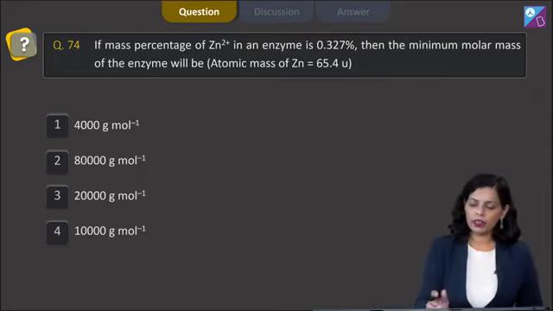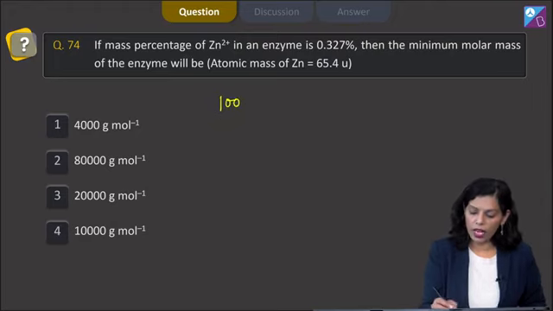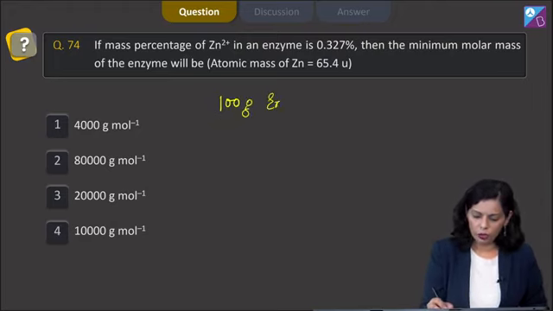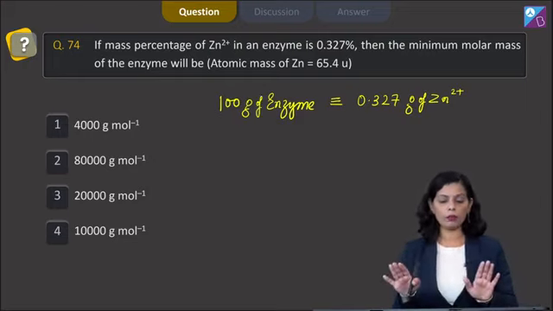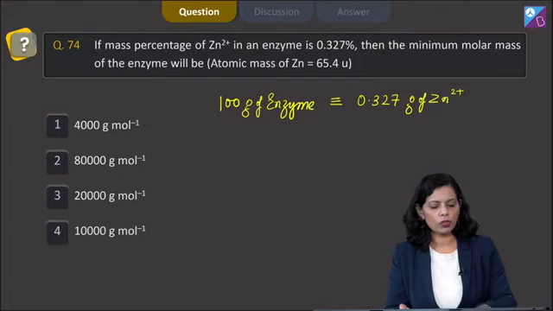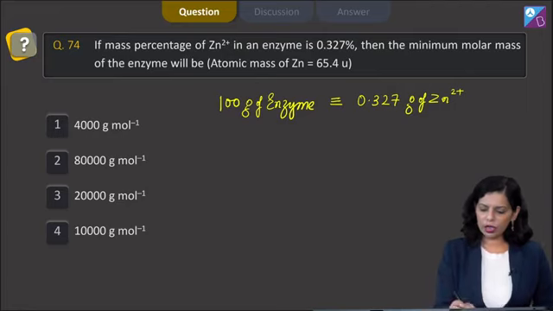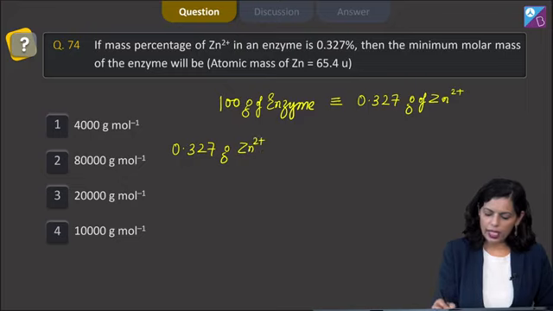Now, the mass percentage is given. It means if you have 100 gram of enzyme with you, then the amount of zinc ion would be 0.327 gram of Zn2+. Am I right or not? As per the question I am proceeding, okay? Then the minimum molar mass of the enzyme will be, atomic mass of zinc is given, right? Once again, 0.327 gram of zinc ions are present in 100 gram of enzyme, right? The same statement I have just repeated.